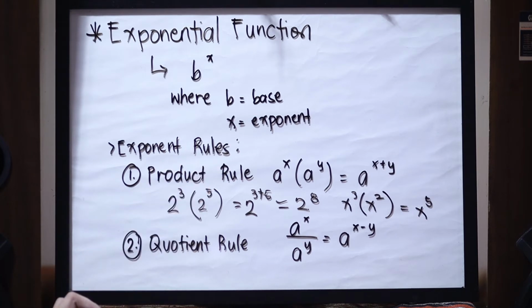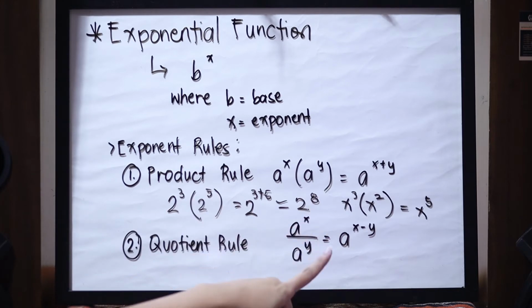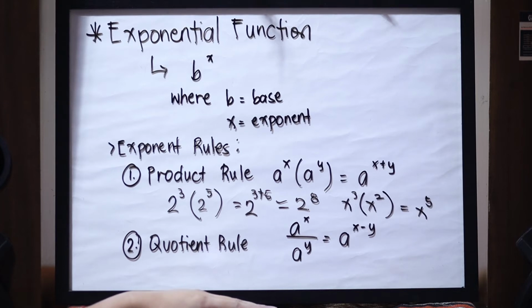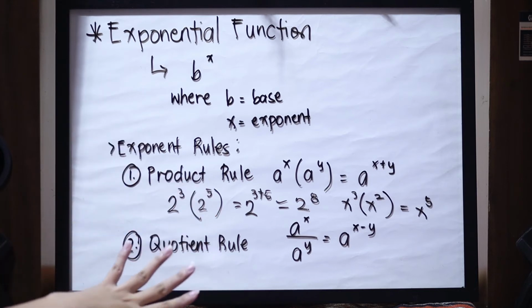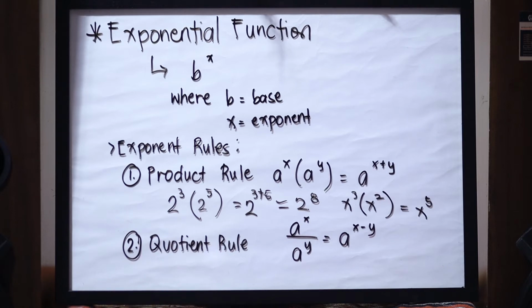Next, we have the quotient rule. So, for the quotient rule naman, if we have a raised to x all over a raised to y, then we can rewrite it as a raised to x minus y. Or pagka-division, we have to subtract their exponents. So, pag multiplication, you add the exponents. Pag quotient rule naman or pagka-division naman, we have to subtract their exponents. Madali lang siyang tandaan kasi partner-partner sila. Multiplication, addition, division, and subtraction.